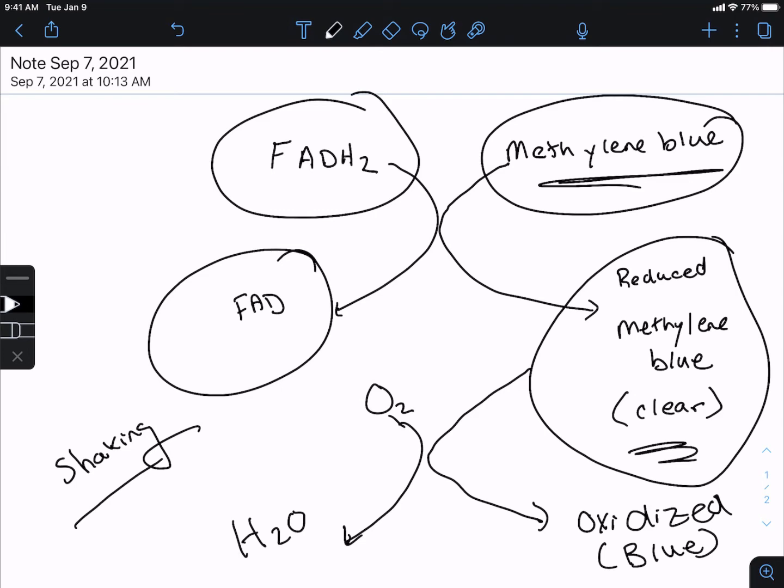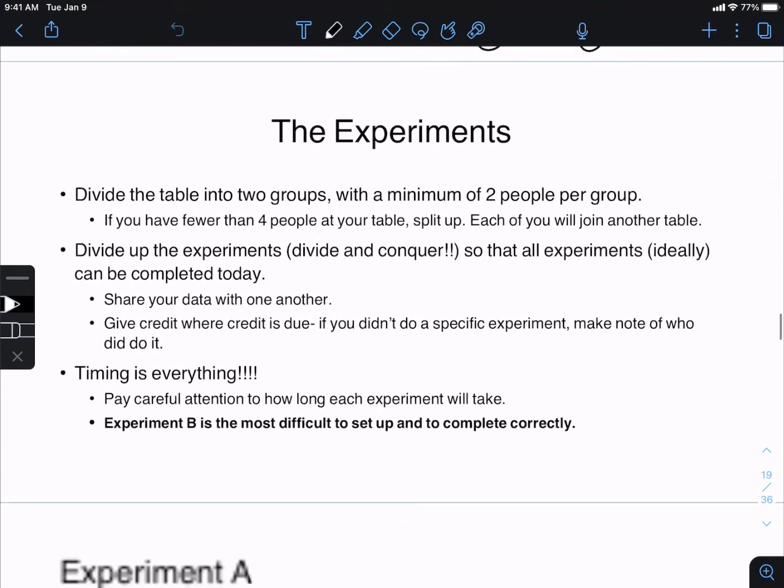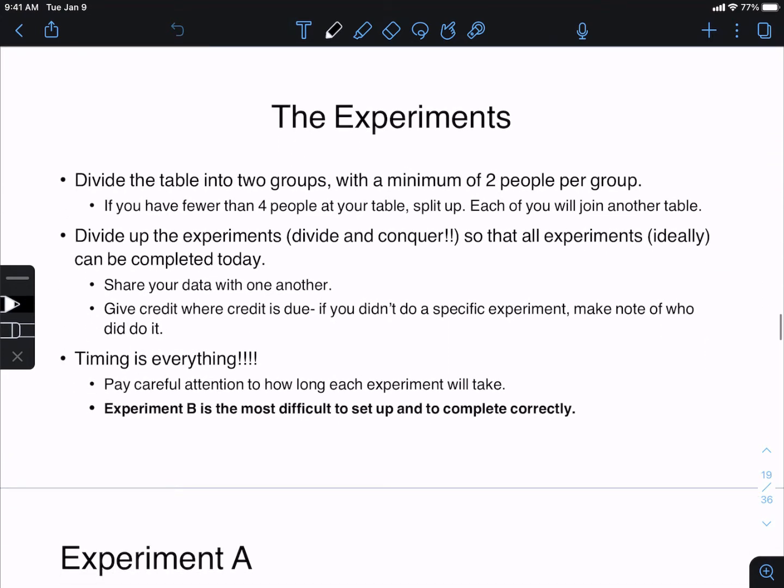What I want to do next is not walk you through the experiments. We don't have a lot of time today, so we need to get you in, get you started, get you working on these experiments. You need to make sure you read this in advance. Pay careful attention to how long you have to let things sit if this is going to be successful. There's not a lot of room for mistakes today, so hopefully you plan ahead, think it through, and you're ready.